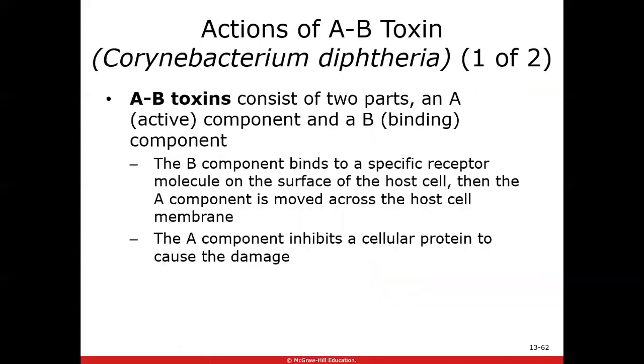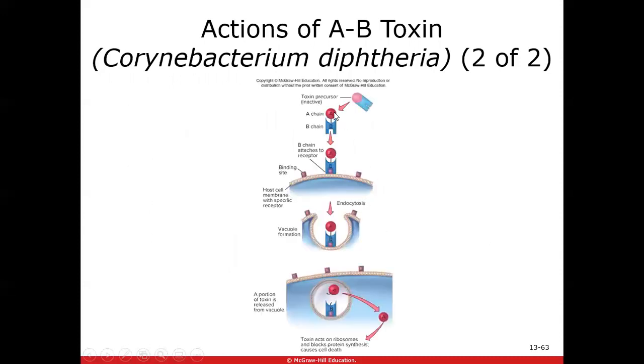So actions of AB toxins. AB toxins consist of two parts, an A, which is the active component, and a B, which is a binding component. So the B component binds to a specific receptor molecule on the surface of the host cell. Then the A component is moved across the host cell membrane. And we'll describe that in the next slide. The A component inhibits the cellular protein to cause damage. So this is what it's talking about. This is the A part, and this is the B part.